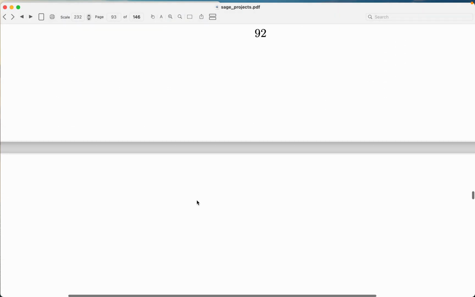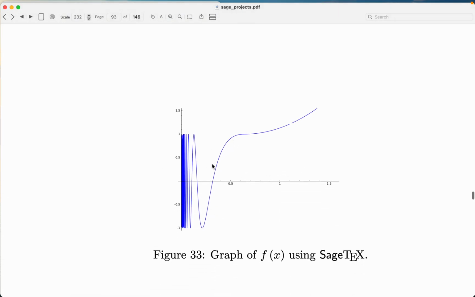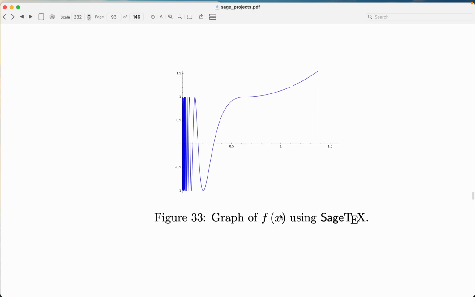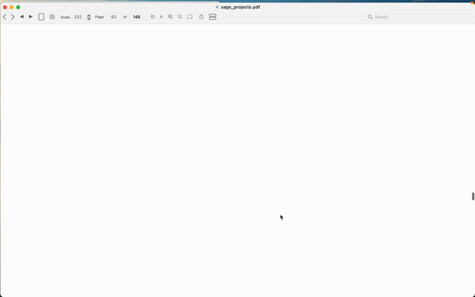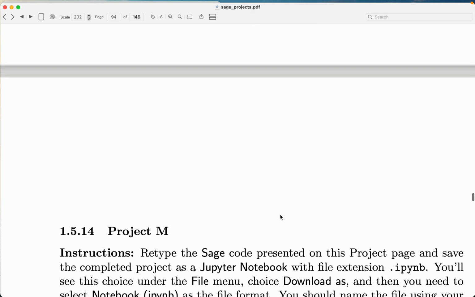So I think that covers it. And again, they give a nice picture over here. I'm using SageTeX to do that picture. And let's take a look if there's anything else to say about that.